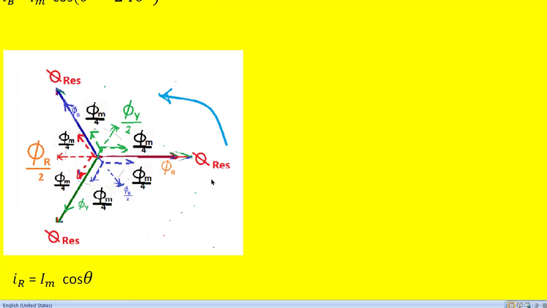Because here B phase is getting the maximum and positive value, this is the B phase flux in the positive direction, whereas R phase flux is minus phi m by 2, so that is in this direction, and the Y phase current is also negative and its value is phi m by 2, that we can show here like this.